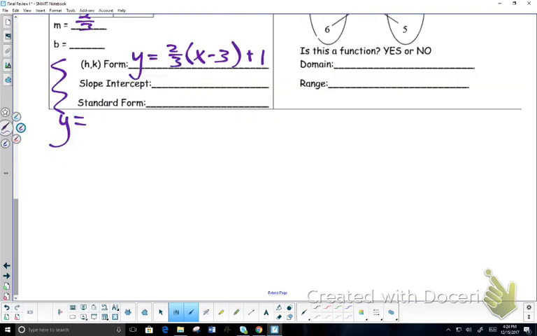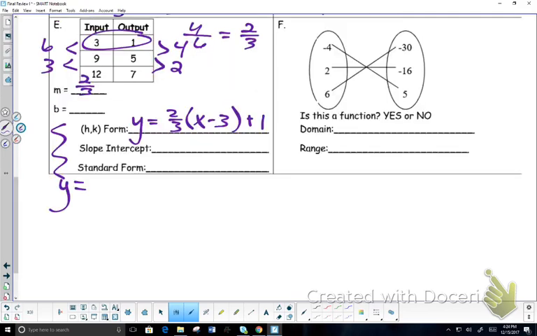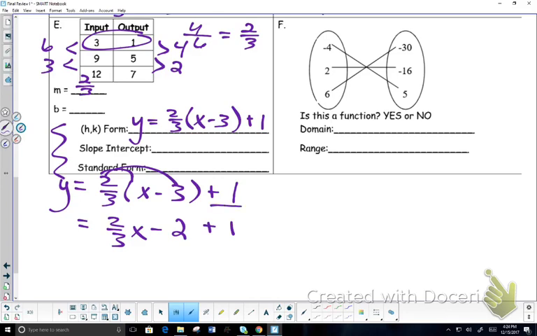Slope-intercept is going to be where I distribute all that. So let me give myself a little place to work right here. 2/3 x minus 3 plus 1. There we go. I'm going to distribute, so I get 2/3 x. Remember, you have to multiply both of them. My 3's will cancel, and I'll be left with -2. And then I still got this plus 1 out here. So then I get 2/3 x minus 2 plus 1 gives me -1. So slope-intercept form, here's my slope, 2/3. And then here's my y-intercept, so now I know what my b value is, which is -1.